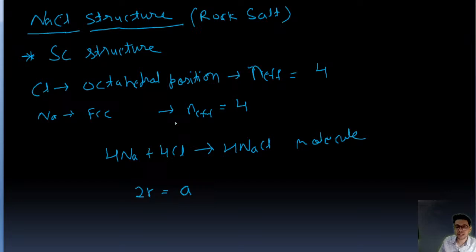2R equal to A, right? I have already explained the simple cubic structure in my previous lecture, so please check that. So 2R equal to this. For NaCl, it is going to be 2R Na plus 2R Cl equal to A, because 2R equal to A.